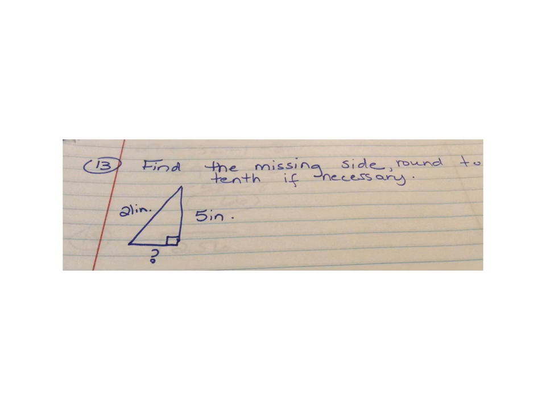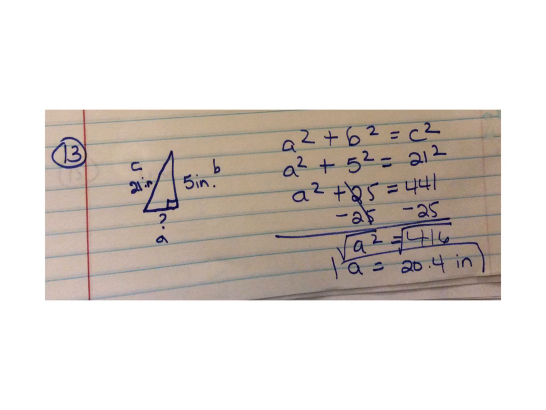Okay, problem number 13. Find the missing side. Round to the nearest tenth if necessary. On problem number 13, finding the missing side, again, a squared plus b squared equals c squared. So this time we need to realize that we are finding a or b because we are finding one of the sides that make up the right angle. So we're finding one of the legs. The hypotenuse across from the right angle is c, so it's 21 inches.